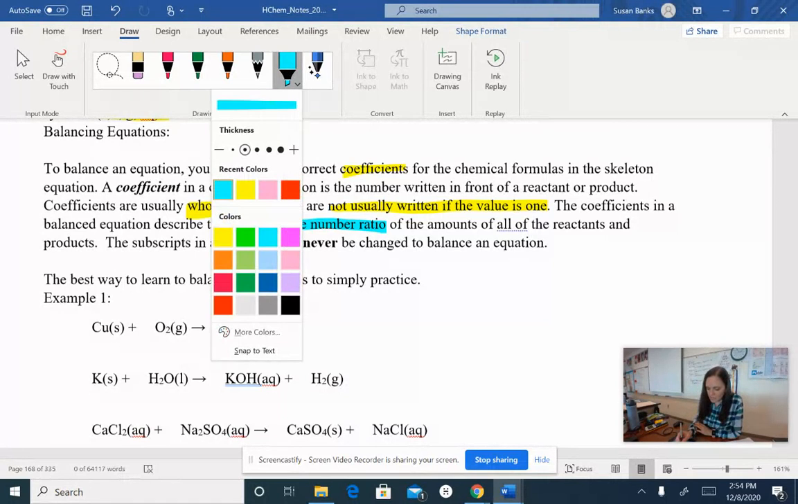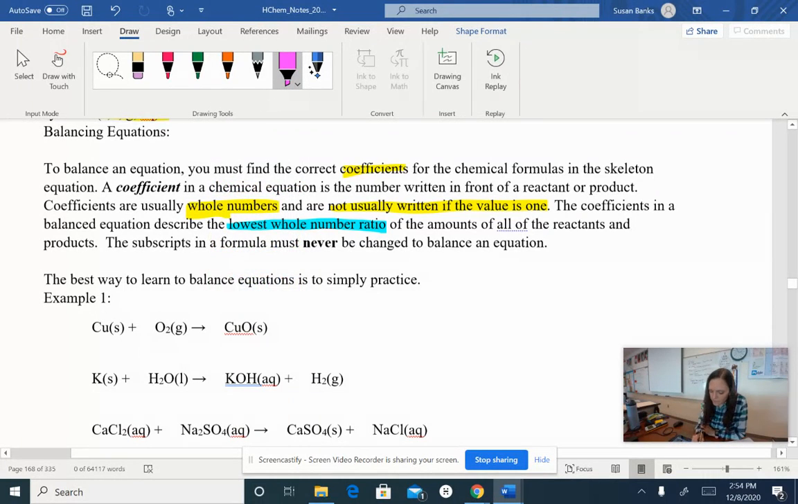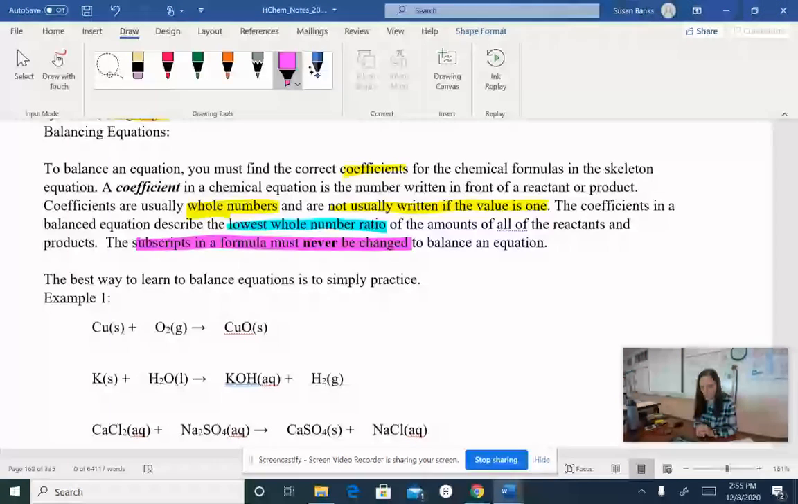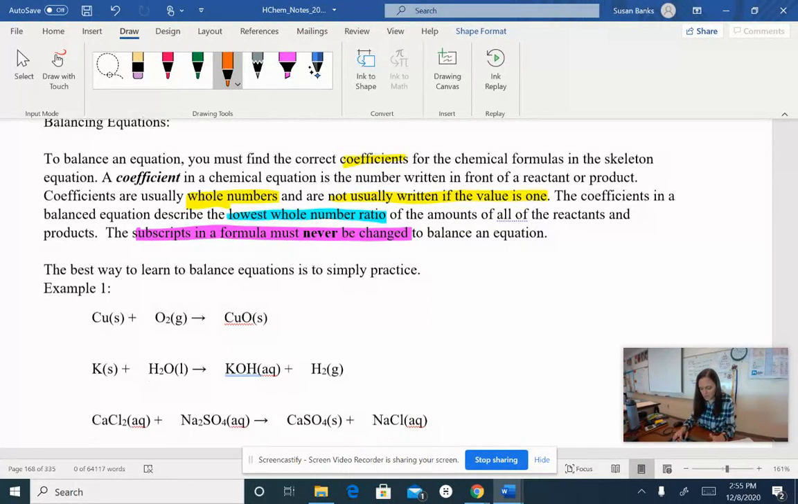Subscripts, and I'm going to highlight this too. This is super important. I'm going to put it in bright pink. Subscripts. So subscripts in a formula are never, ever changed. Ever. You do not mess with the subscripts, okay? You only change the coefficients. That's all you can change, okay? So the best way to learn how to balance an equation is to practice. So we're going to spend some time practicing.